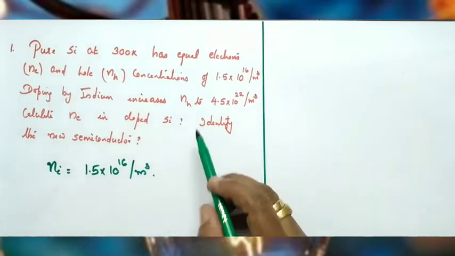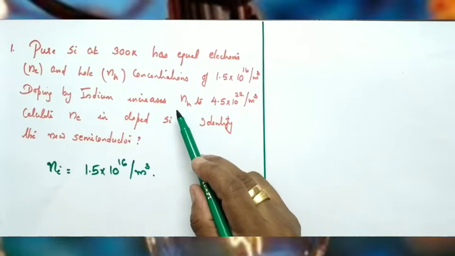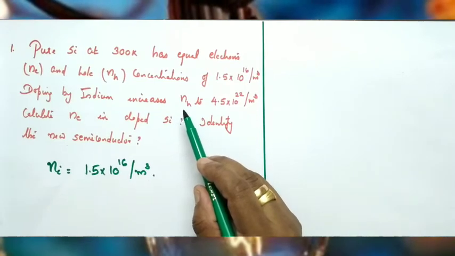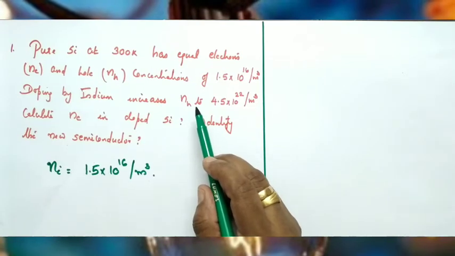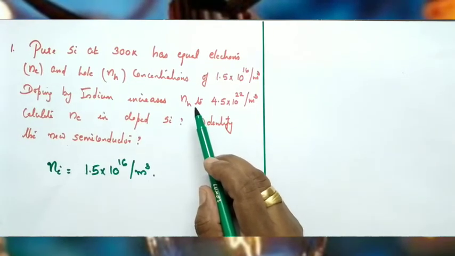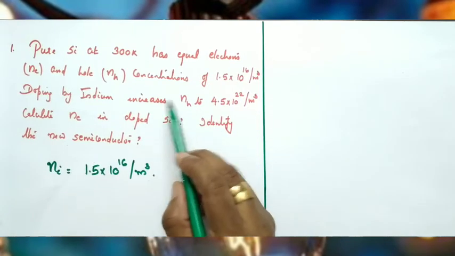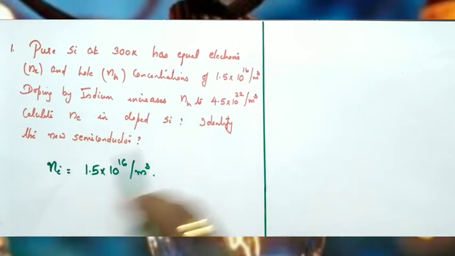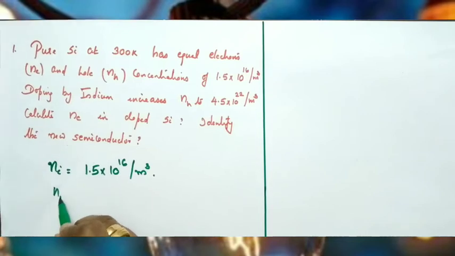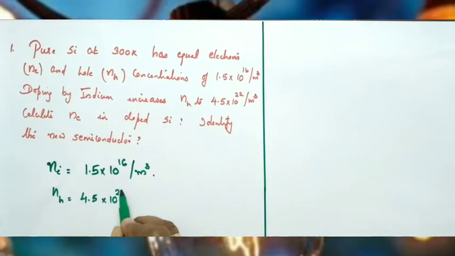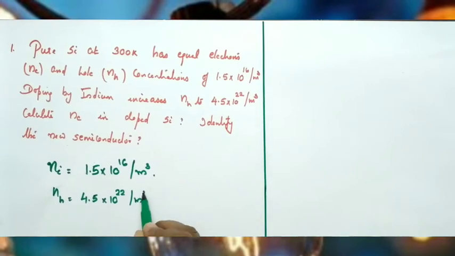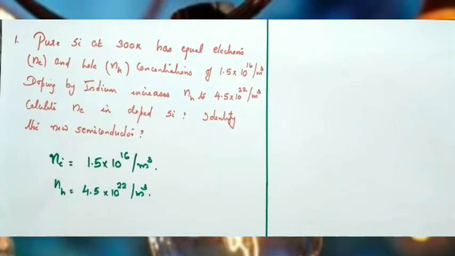Okay, now it is doped by indium. When a semiconductor is doped by indium, indium is a trivalent impurity. What is the new semiconductor obtained? It is always a p-type semiconductor, isn't it? It's a p-type semiconductor. So it is doped with indium. What happens to the number of holes? The number of holes becomes 4.5 into 10 raised to 22 per meter cube. Doping with indium, it becomes an extrinsic semiconductor.